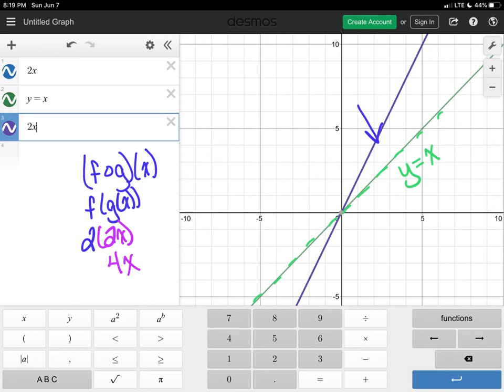Now, sometimes looking at the graphs helps. Okay, so that's why I did the graphs, to kind of show why they weren't inverses of each other. Okay, so look over that.